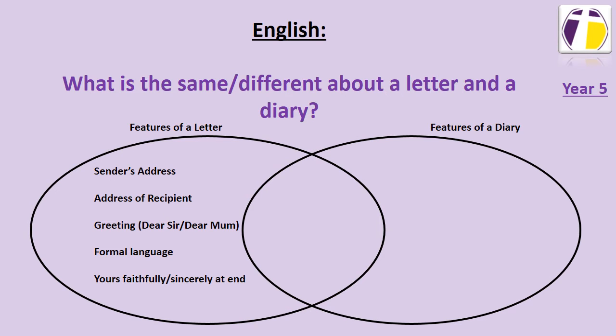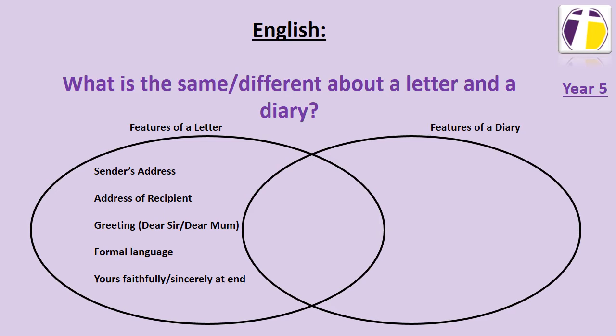Let's start by looking at the features of a letter. The letters that we are going to be writing are from an evacuee child home to their parents. So it is going to be written quite formally, but obviously we are writing to someone that we love and we care about, so there will be some informalities as well.